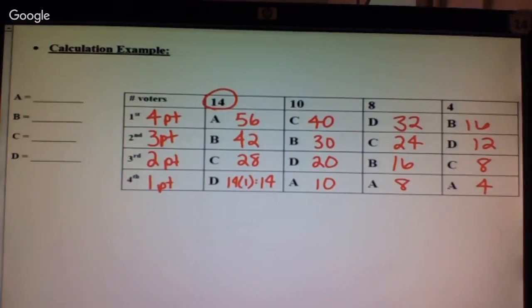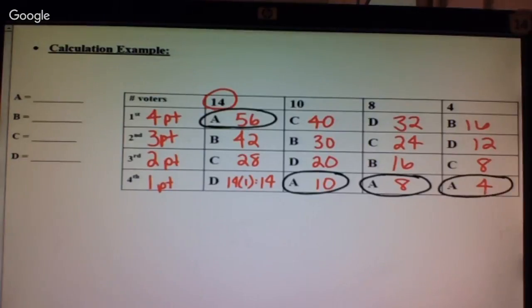Okay, so now that you've got all of the point values for each one, we now need to get a grand total for each candidate. So, in the first column, A has 56 points. In the second column, they have 10. In the third column, they have 8. And in the last column, they have 4. So we need to get a grand total for A. So we're going to add them all up. 78.